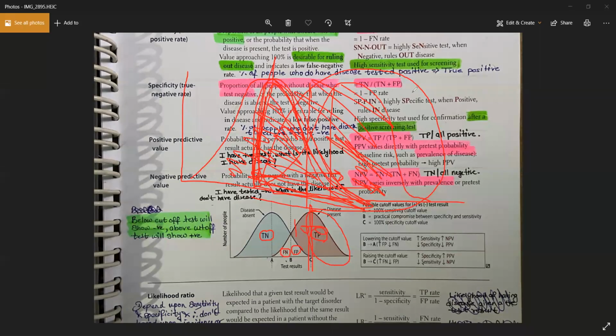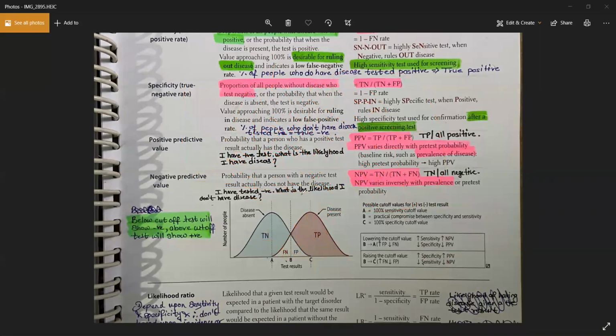Let me clear every point. Yes. Whenever I increase a cutoff value, I'm getting a very... please, just a second. Hello.